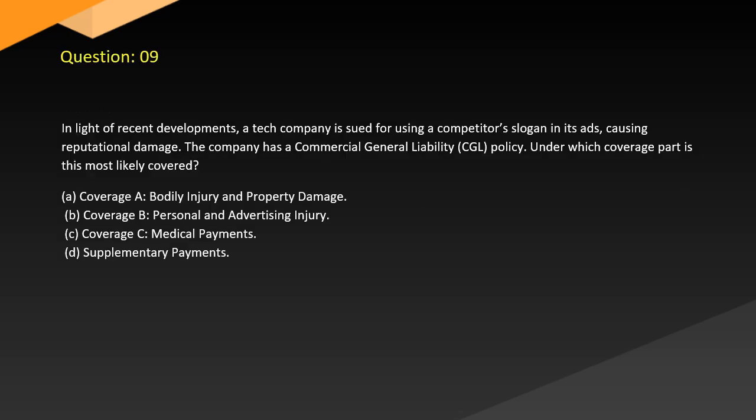Question 9. In light of recent developments, a tech company is sued for using a competitor's slogan in its ads, causing reputational damage. The company has a commercial general liability (CGL) policy. Under which coverage part is this most likely covered? A. Coverage A, bodily injury and property damage. B. Coverage B, personal and advertising injury. C. Coverage C, medical payments. D. Supplementary payments.